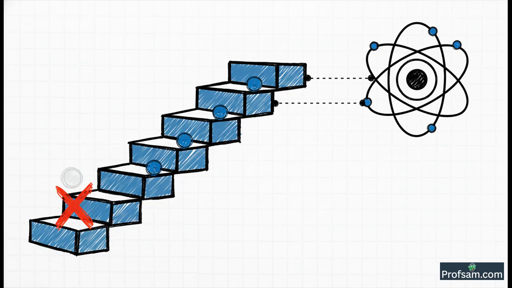But here's the important question. Can an electron just float in the air somewhere between two steps? No way! Bilkul nahi, right? It's impossible. And it's exactly the same inside an atom. Electrons can only exist on these fixed energy levels, on the steps. They can't be in the space in between. Got it? Samajh? This is the single most important idea you need to remember for this whole topic.